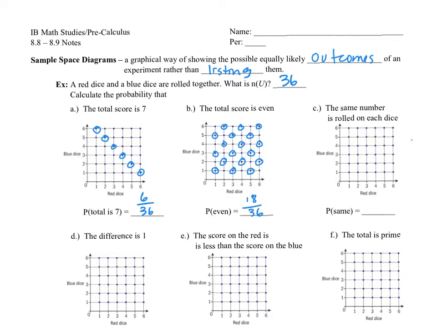Okay, how about letter C? The same number is rolled on each dice. So that would be a 1 when we get a 1 on the red, a 1 on the blue, a 2 and a 2.